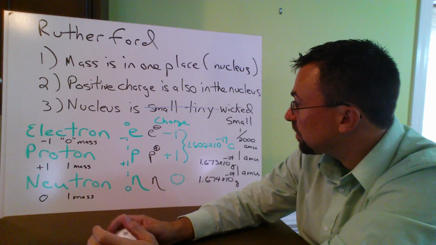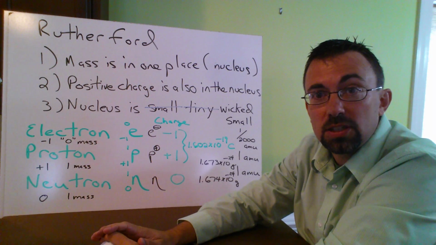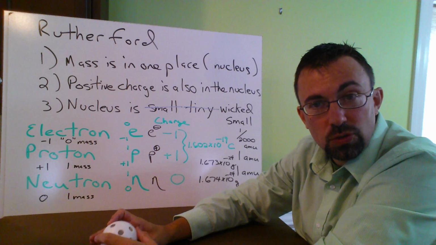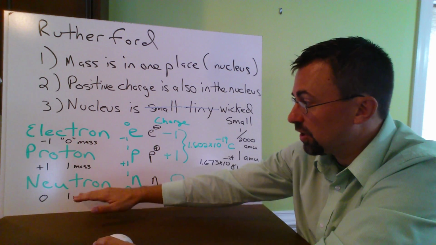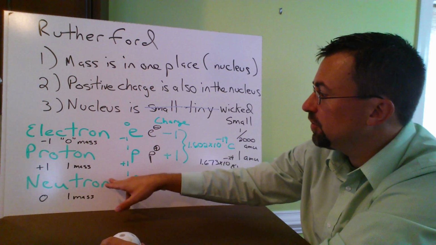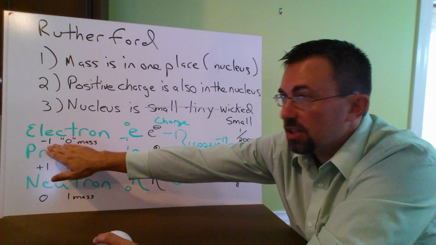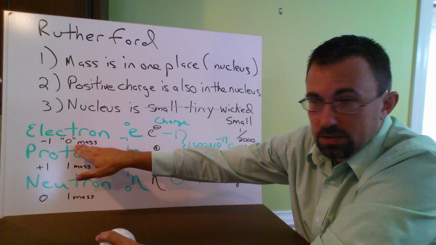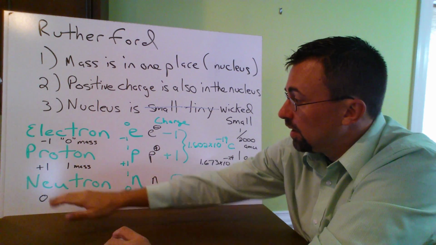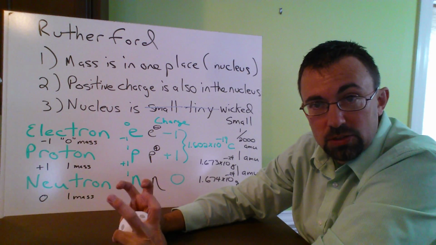Okay, so what do we know? The negatively charged particle is called the electron. The positively charged particle is called the proton. And the neutral particle is called the neutron. All right, so for electron we use E, for proton we use P, for neutron we use N. As far as take-home message goes, I want you to know that electron has a negative charge and very little mass. A proton has a positive charge and 1 mass unit. A neutron has no charge, it's neutral, and has 1 mass unit.